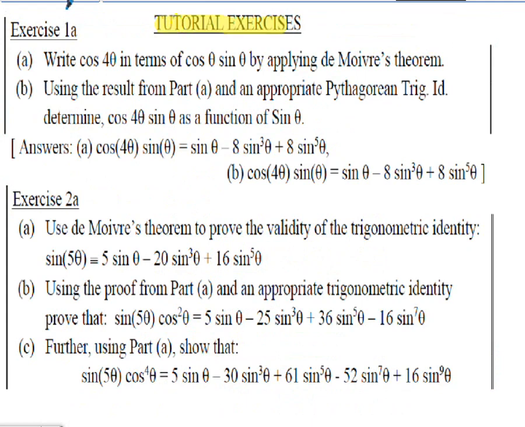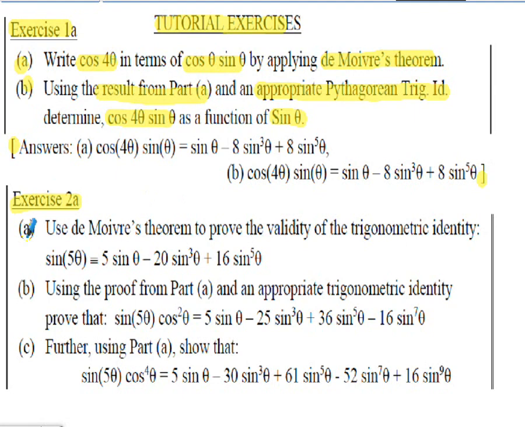Tutorial exercises. Exercise 1A and part A. We're asked to write cos 4 theta in terms of cos theta and sine theta by applying deMoivre's theorem, and in part B, using the result from part A and an appropriate Pythagorean trig identity, we're asked to determine the identity cos 4 theta sine theta as a function of sine theta only. The answers are given here in the square brackets.